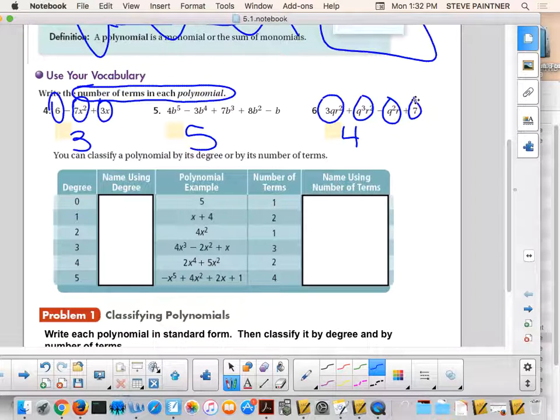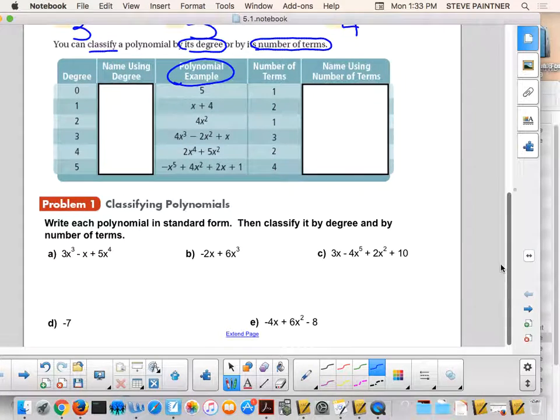Okay. So what do we do today? Today we look at polynomials. We're going to look at polynomials, and we're going to classify them. Classify them by degree and by number of terms. Which one seems easiest? Number of terms. All you got to do is count. It's so simple. Just count. So they were so nice to you, they actually counted for you.